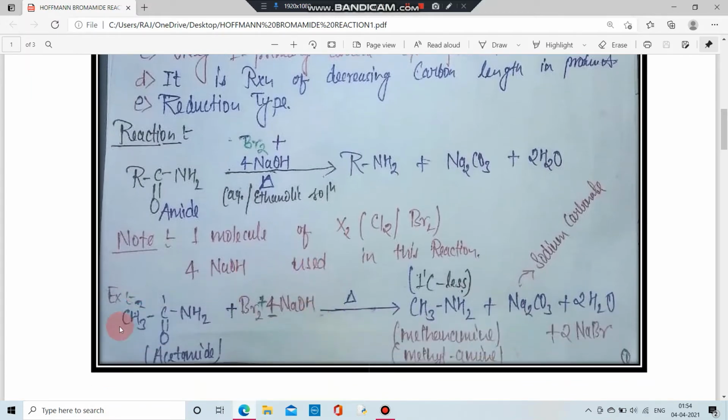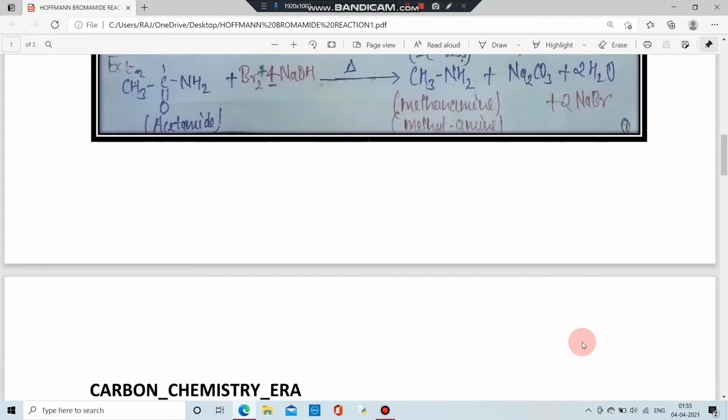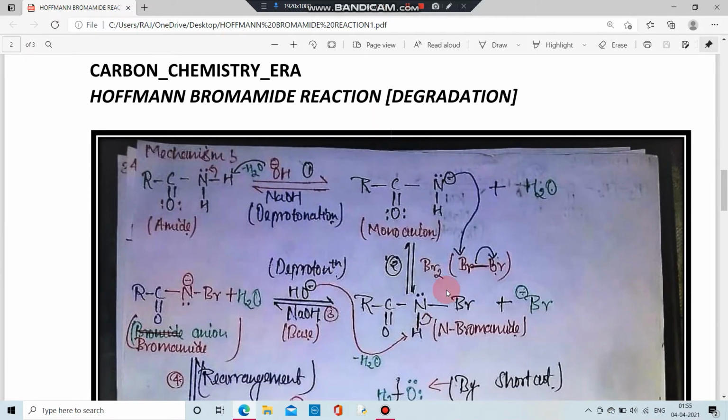Now we have taken an example. Look, this is a two carbon amide, so it is acetamide, in the presence of one molecule of bromine, four molecules of NaOH and heat. We are going to get a primary amine. If this amide contains two carbons, then the primary amine we are getting contains one carbon, which is methanamine. So a one carbon amine we are getting, and the byproducts are Na2CO3, two molecules of water and two molecules of NaBr. Now we are going to discuss the mechanism of the Hofmann bromamide degradation reaction.